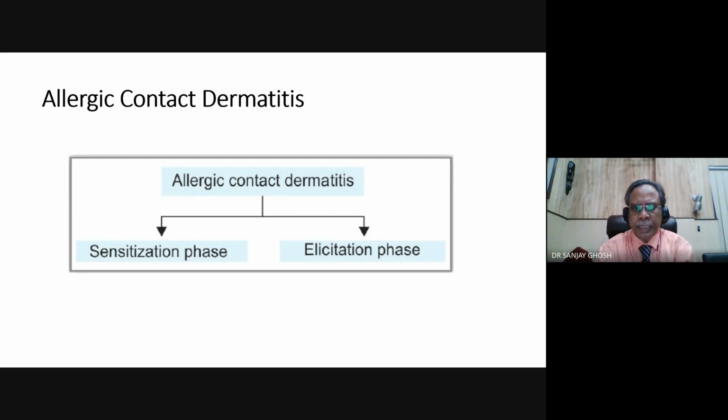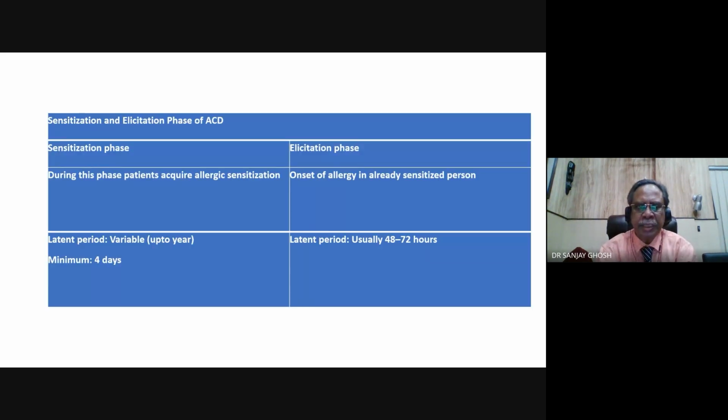Now allergic contact dermatitis has two phases. The first contact is the sensitization phase, and the second contact is the elicitation phase. When the sensitization phase happens, say I come in contact with nickel, it will require some time, a minimum of 4 days, and it could be up to 1 year. So the first contact won't cause allergy. But the elicitation phase is immediate. The patient is already sensitized, so the latent period is usually 48 to 72 hours. After exposure, the patient can develop this allergy.